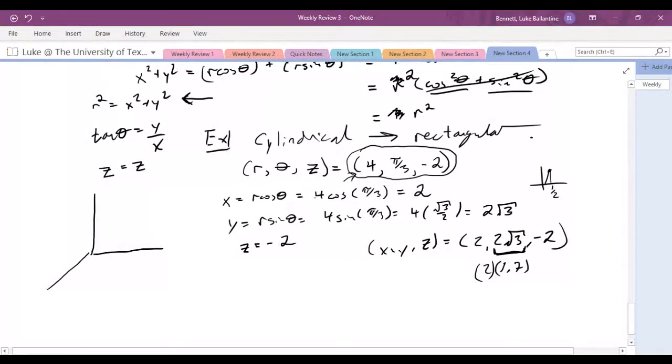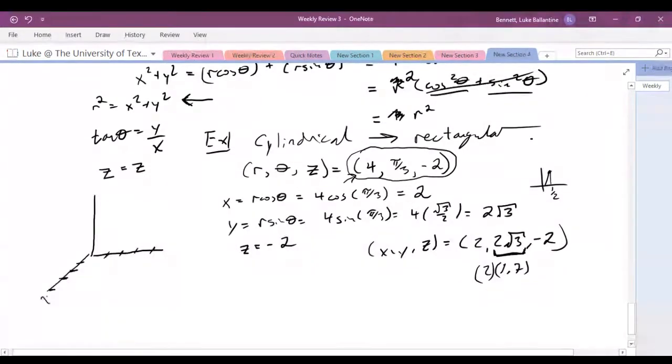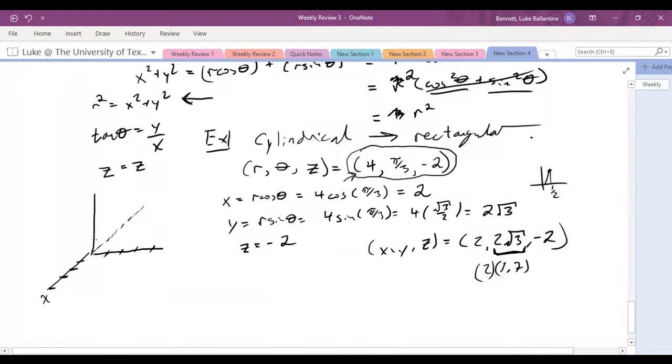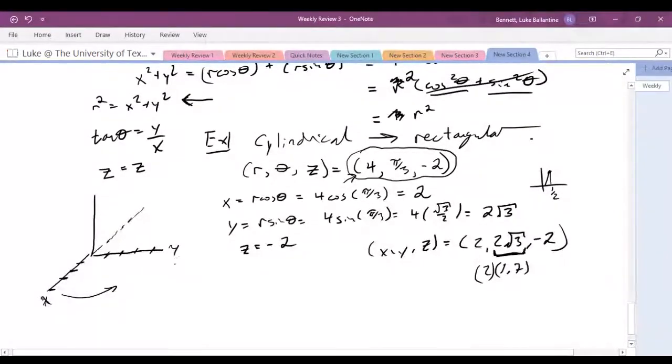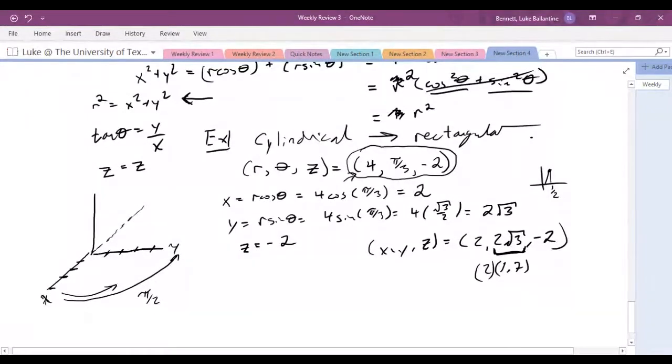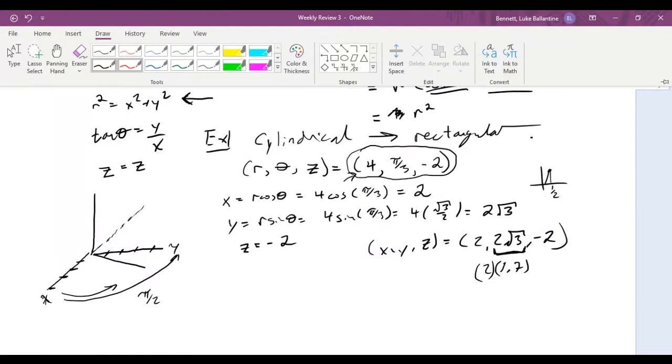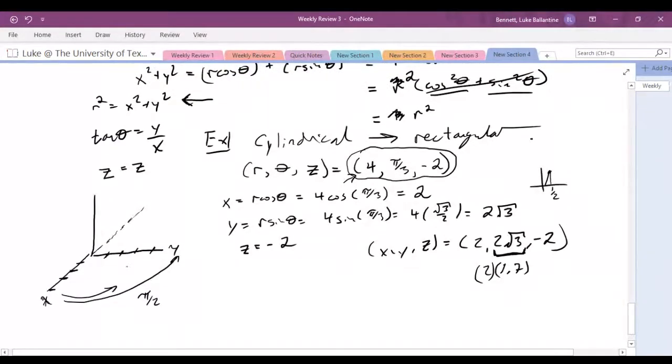Okay, so we have a radius of 4. This is the positive x-axis, and this is the negative x-axis. Theta is the angle from the positive x-axis counterclockwise, so it goes this direction. From the positive x-axis to the positive y-axis, the sweep would be pi over 2. So we go only pi over 3, which is about right here. That's a little bit too far to keep in line with the radius, so maybe something like this.